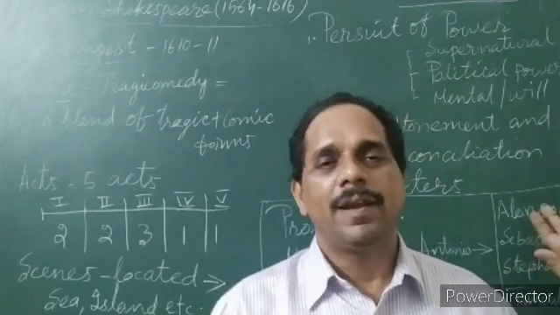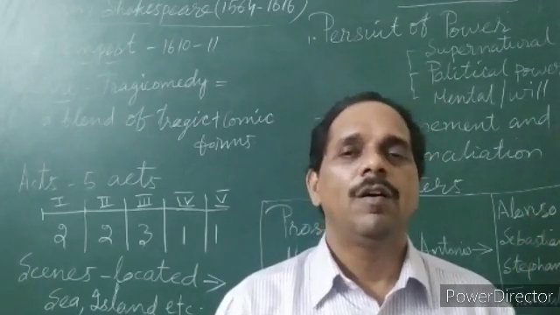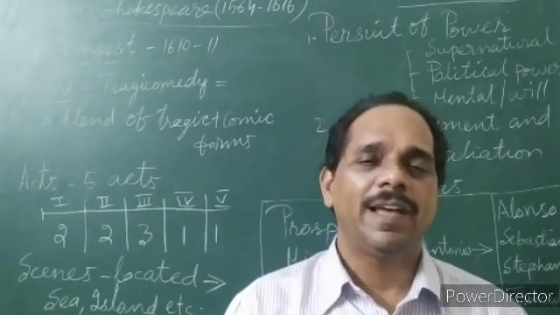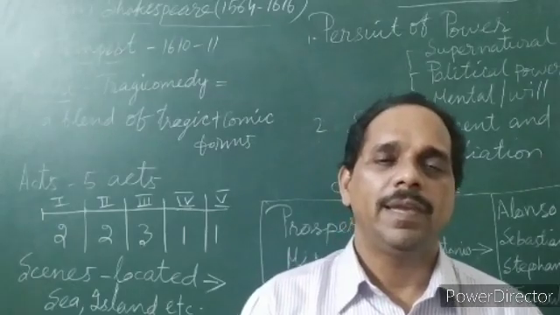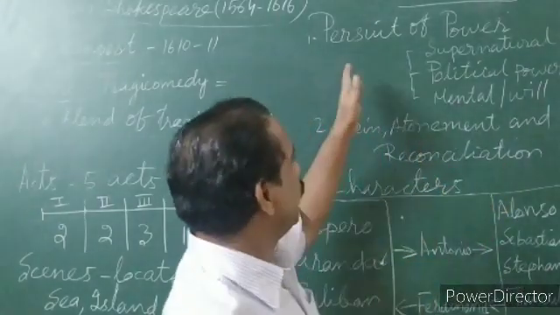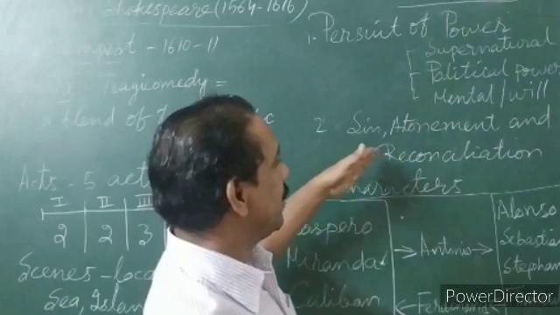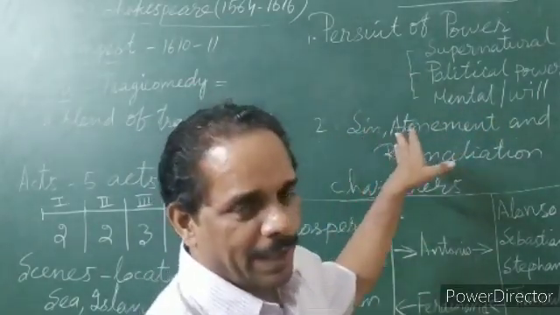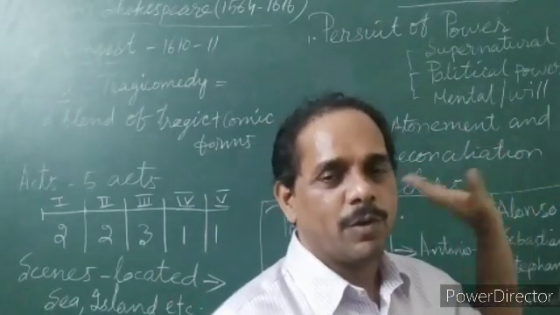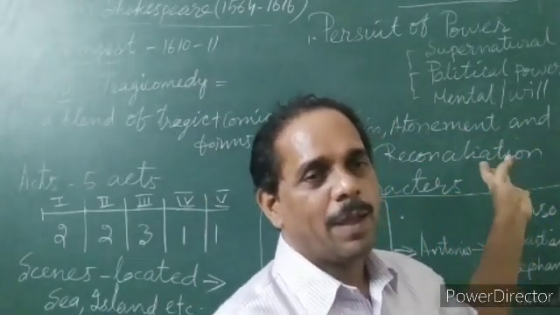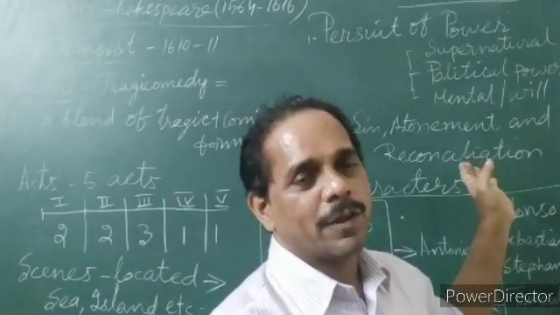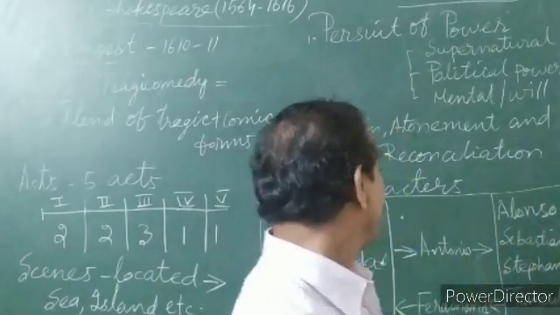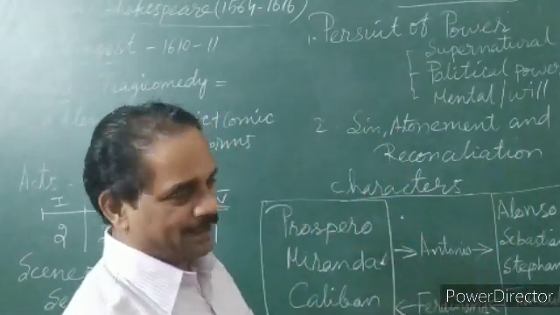Prospero has been done wrong, so he takes revenge, but at the end they all get reconciled and there is a happy ending. So these are the two main themes: pursuit of power, sin, atonement and reconciliation. So the drama ends on a very, very positive note, and this is a very beautiful end because there is joy at the end. Who are the main characters?